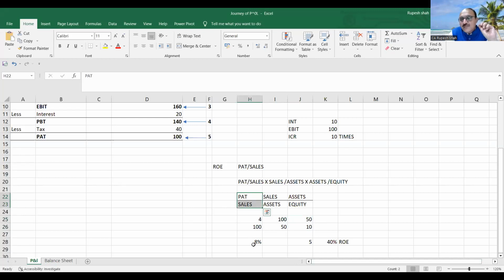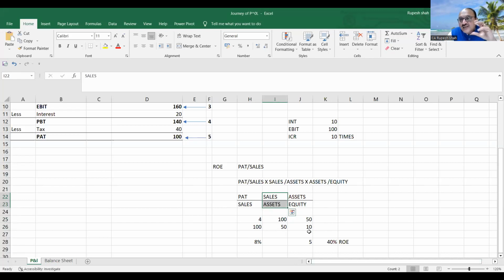This is PAT upon sales, the operating bucket. Sales upon asset is my investment bucket, which talks about my efficiency. And asset upon equity is my financing bucket, and it actually talks about my equity multiplier. PAT upon sales is the operations of the company. Mostly this is under the control of the chief operating officer of the company.